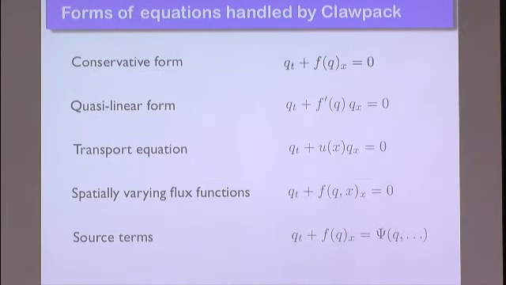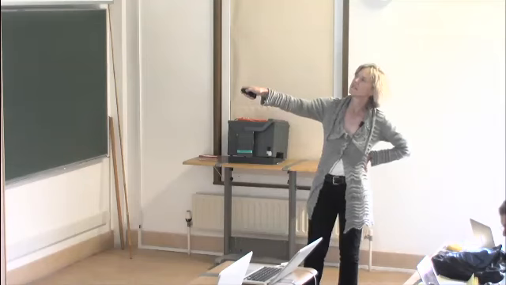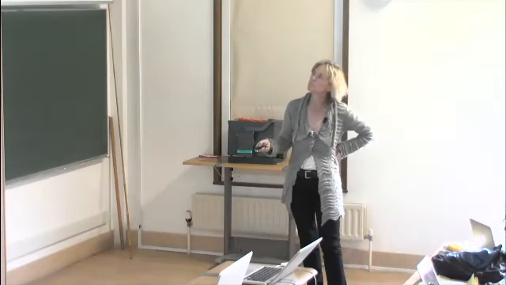The types of equations include, obviously, a conservation law or conservation equation, quasi-linear form, a transport equation, flux functions that are spatially dependent, and of course things with source terms. The fact that these can all be handled in this uniform setting is nice, so we don't have to treat something in conservation form any differently than something in, say, quasi-linear form.